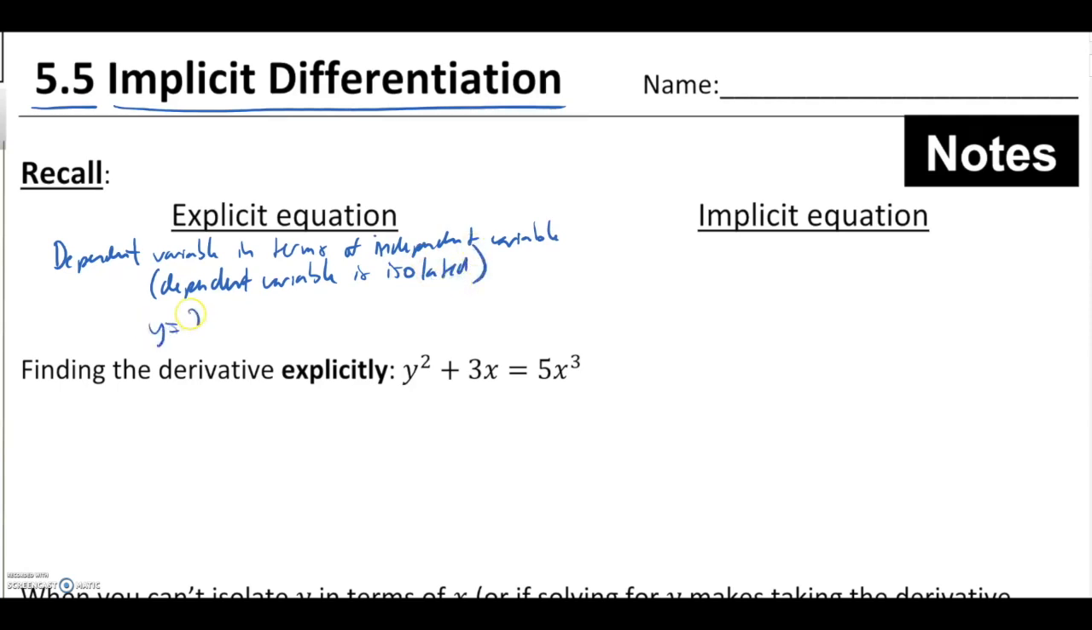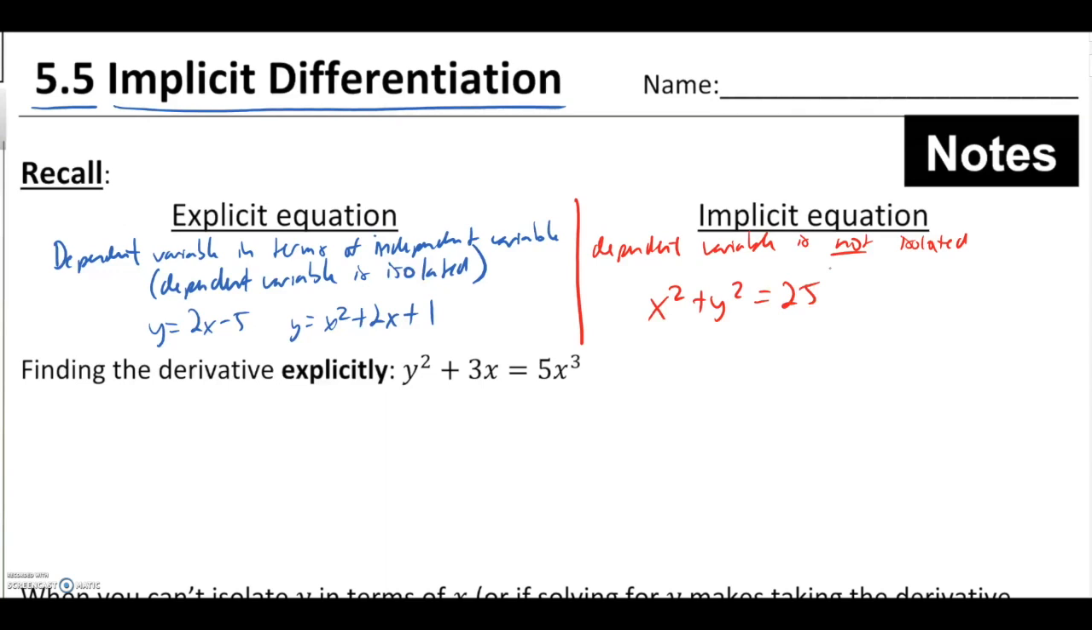So ones like linear equations, quadratics, those are all situations where we would call our equations explicit. And we're going to contrast that with what we call an implicit equation, where the dependent variable is not isolated.